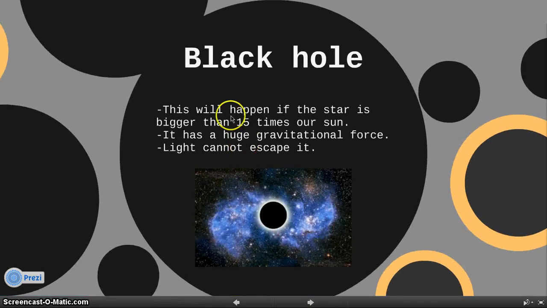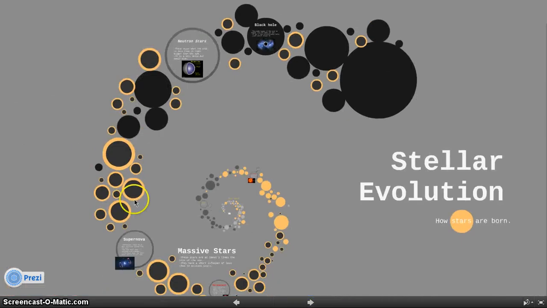So the other possibility would be for this star to become a black hole. And this happens if it's bigger than 50 times the size of our sun. So if it's already a very big star, then this is probably what's going to happen to it. So black holes have huge gravitational forces, and it kind of sucks everything into it. Right? And this would be basically the end of the life of the star. Okay? So, that is that.